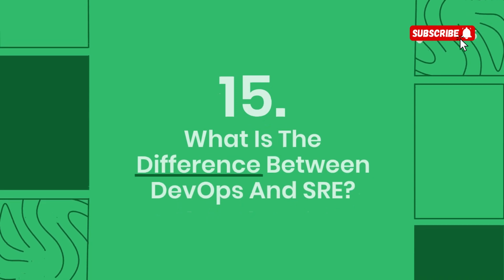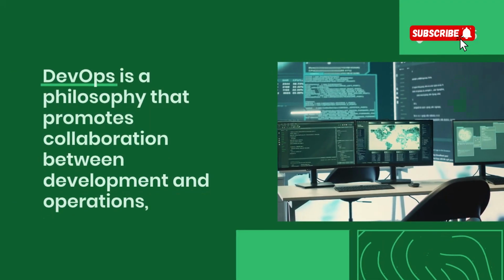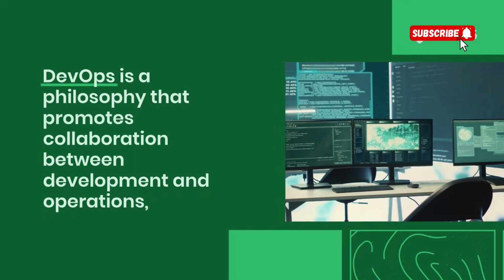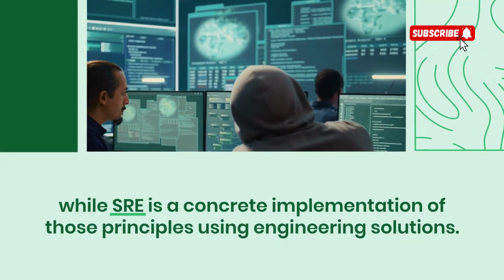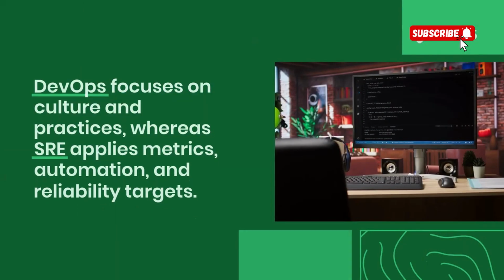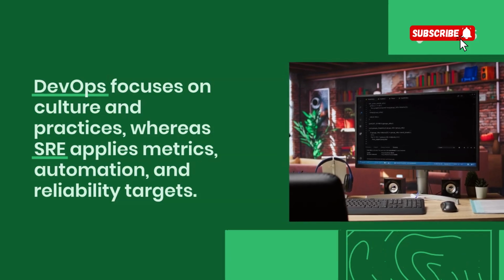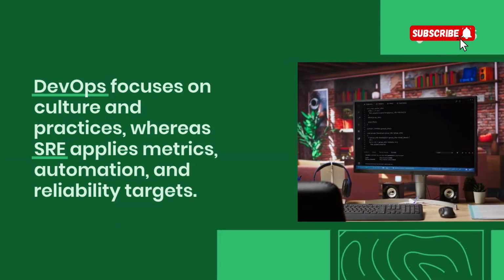15. What is the difference between DevOps and SRE? DevOps is a philosophy that promotes collaboration between development and operations, while SRE is a concrete implementation of those principles using engineering solutions. DevOps focuses on culture and practices, whereas SRE applies metrics, automation, and reliability targets.